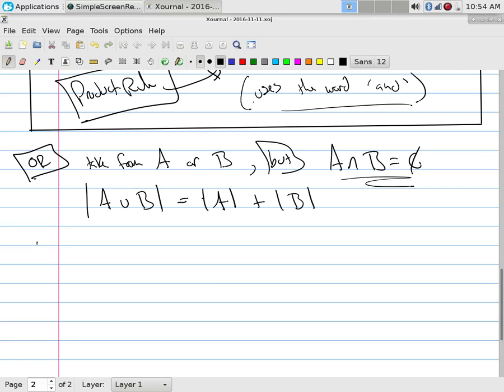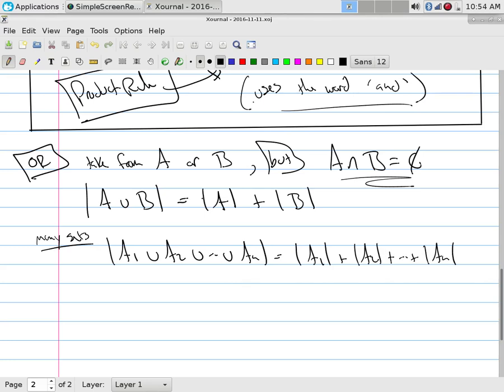This particular rule, and if I have many sets, if I say take something from A1 or A2 or up to AN, what do I do? I take A1 and then A2 and then just simply add AN as long as each are, what's the word for an empty intersection? Starts with the D. Disjoint. As long as they're disjoint, we would just simply add up the rules. This is called the sum rule.